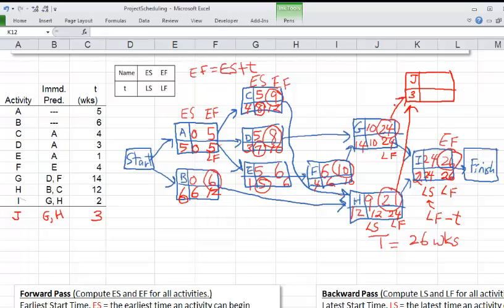And then from here we are going to have an arc going to finish. So now we have two activities, I and J, that are considered the final activities. Now let's pretend that we have done the forward pass, and then we just did G and H, and let's erase some numbers.